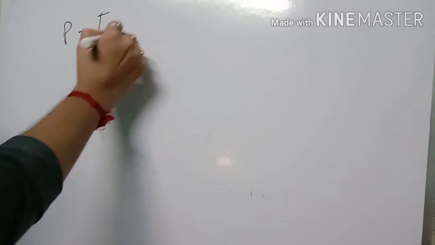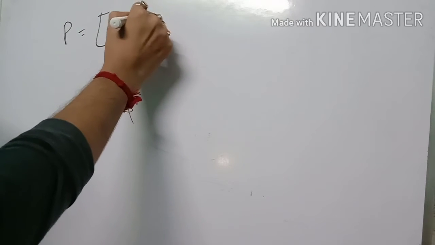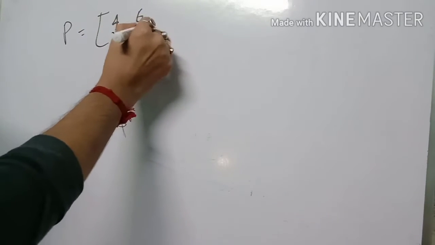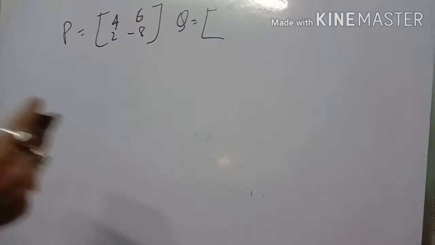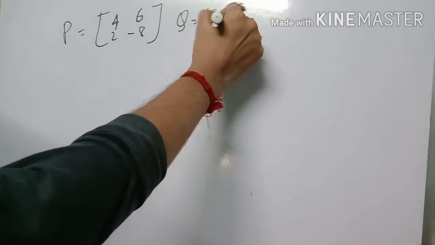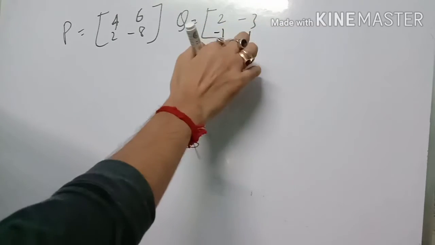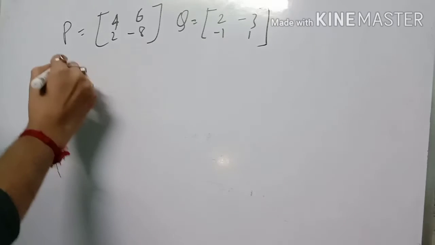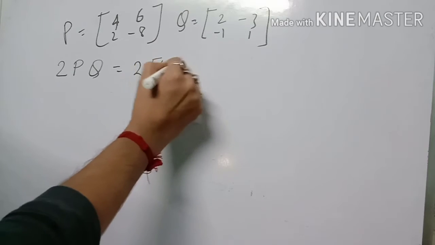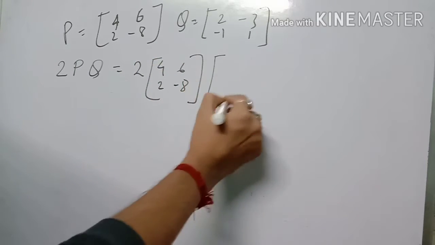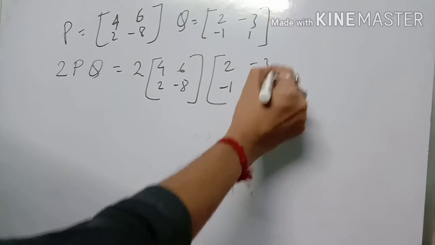In this question it is given that P equals 4 6, 2 minus 8, P matrix is 4 6, 2 minus 8, fine. And Q matrix is 2 minus 3, minus 1 and 1. So we're going to find 2PQ. We'll find 2 bracket 4 6, 2 minus 8 bracket closed, and Q is 2 minus 3, minus 1 and 1. Let us multiply.